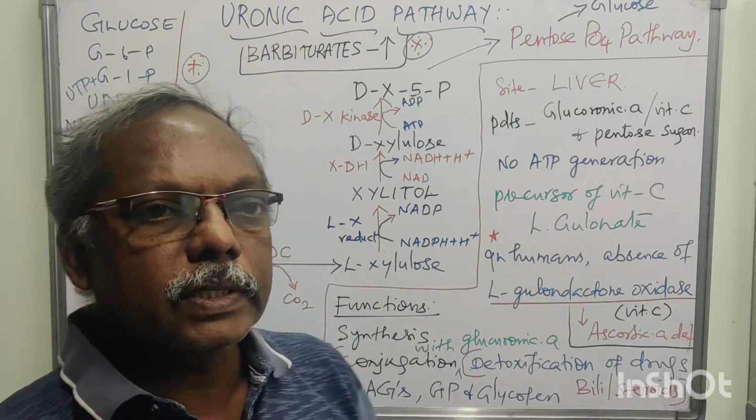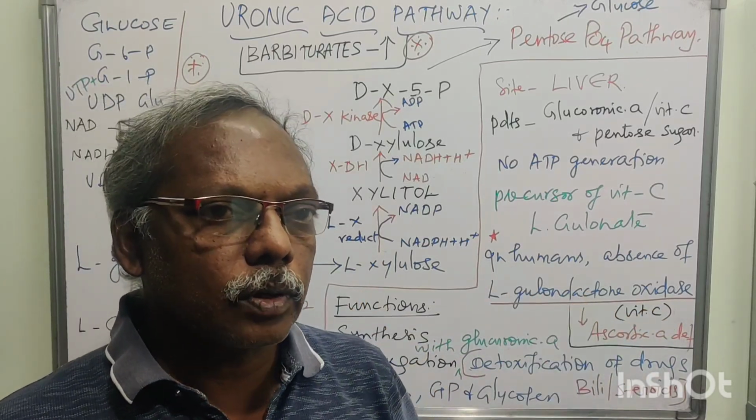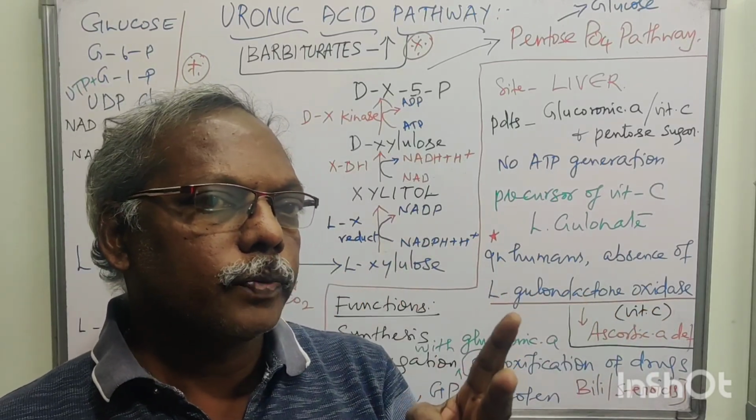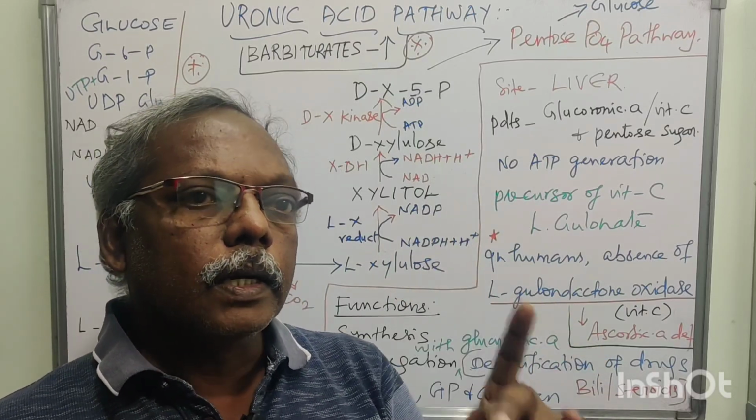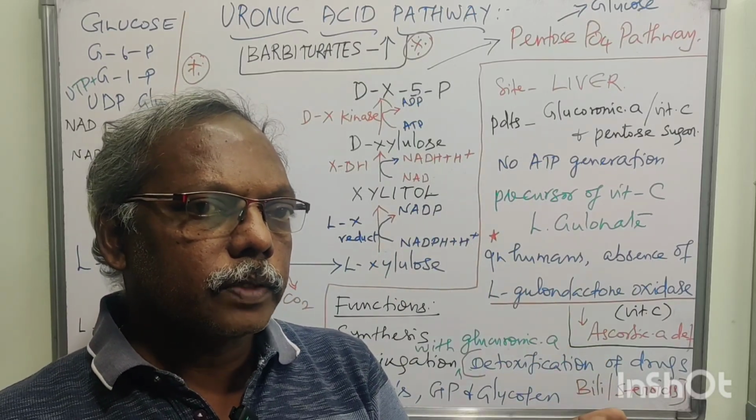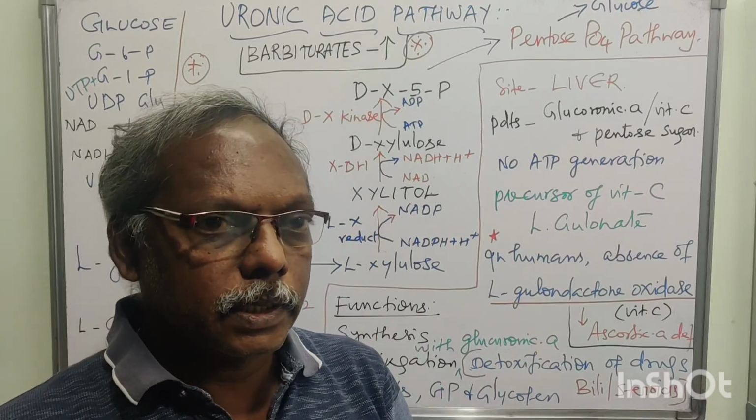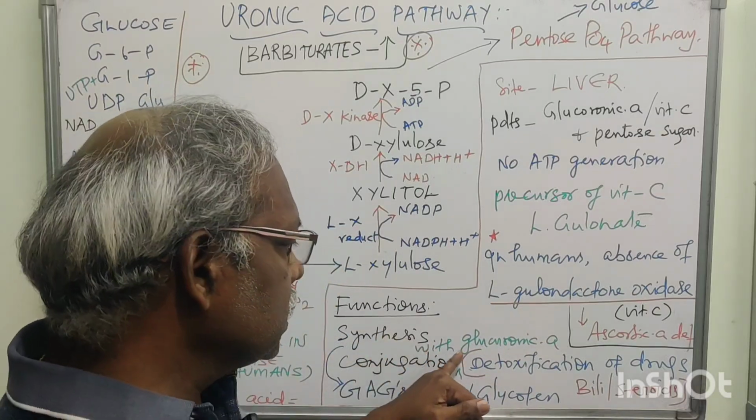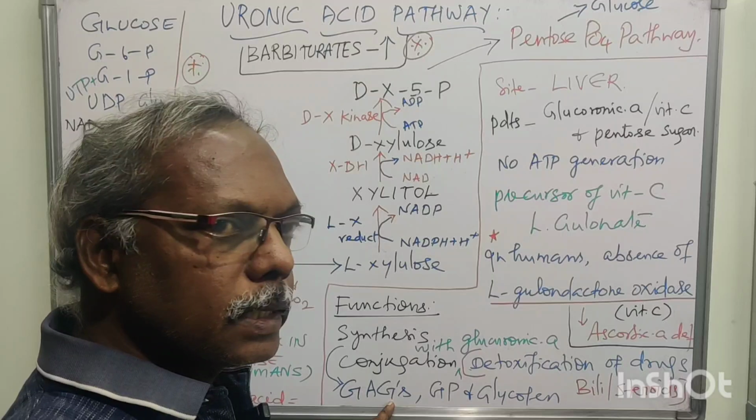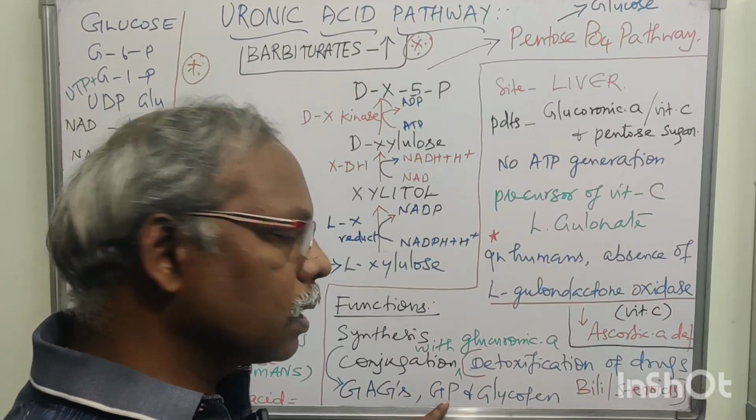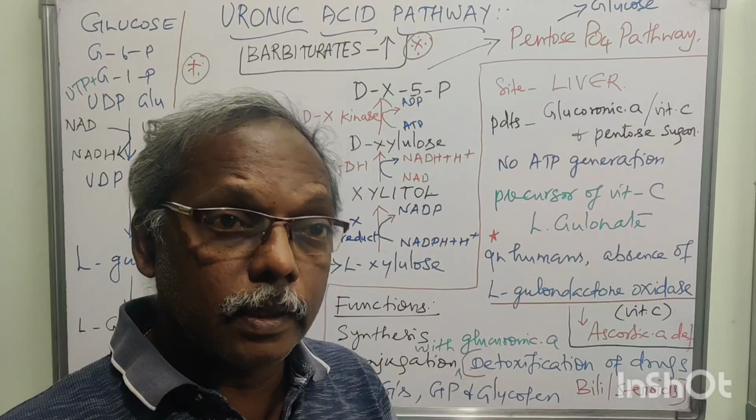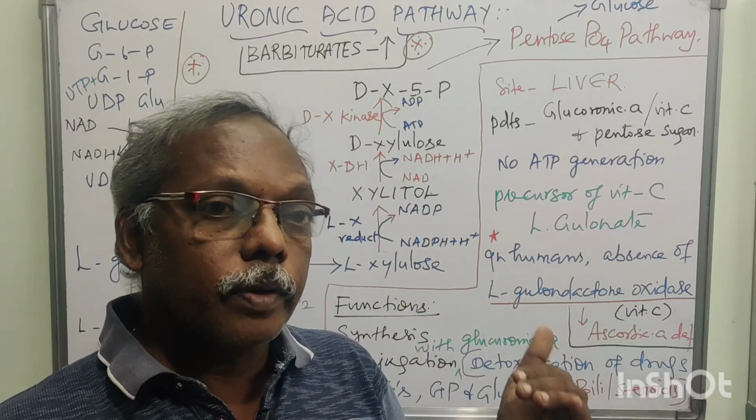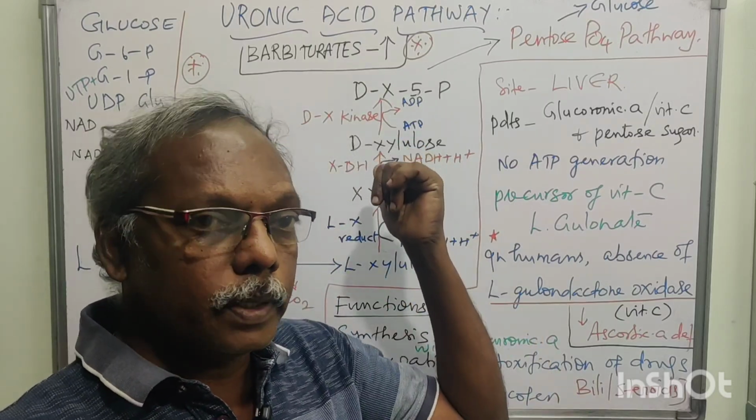Now coming to the functions. What are the functions of glucuronic acid? We have only two functions. One is synthesis of some compounds. The second is xenobiotics, or detoxification or conjugation reactions. The first one is synthesis of GAG, that is glycosaminoglycans, glycoproteins and glycogen. These three are the products derived from the uronic acid pathway.